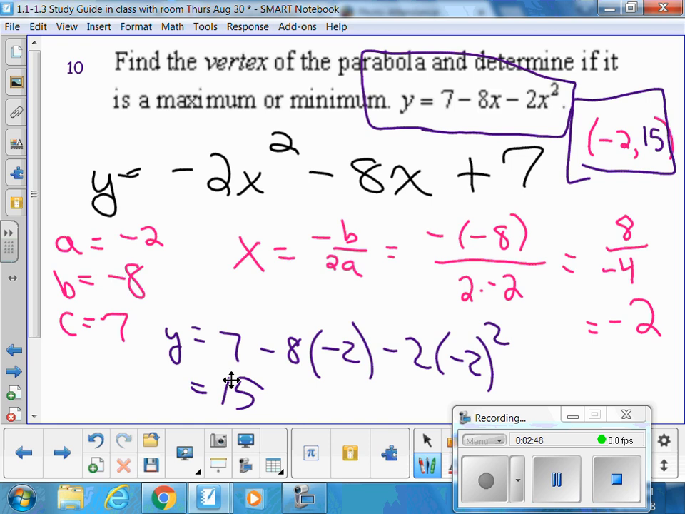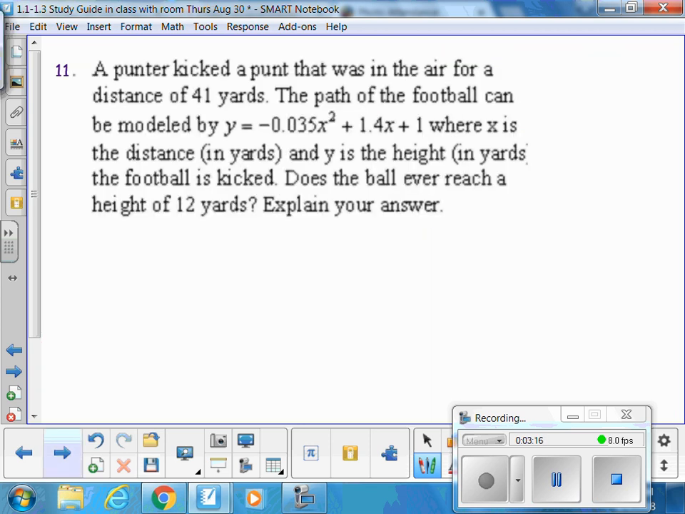It says, is this vertex going to be a minimum or maximum? Let's vote. Who thinks it's going to be a minimum? Who thinks it's going to be a maximum? That is correct. The number out front is a negative, which means my parabola is going to be opening towards the ground. And anytime your parabola opens towards the ground, it looks like a mountain peak. So that is a maximum. Max.